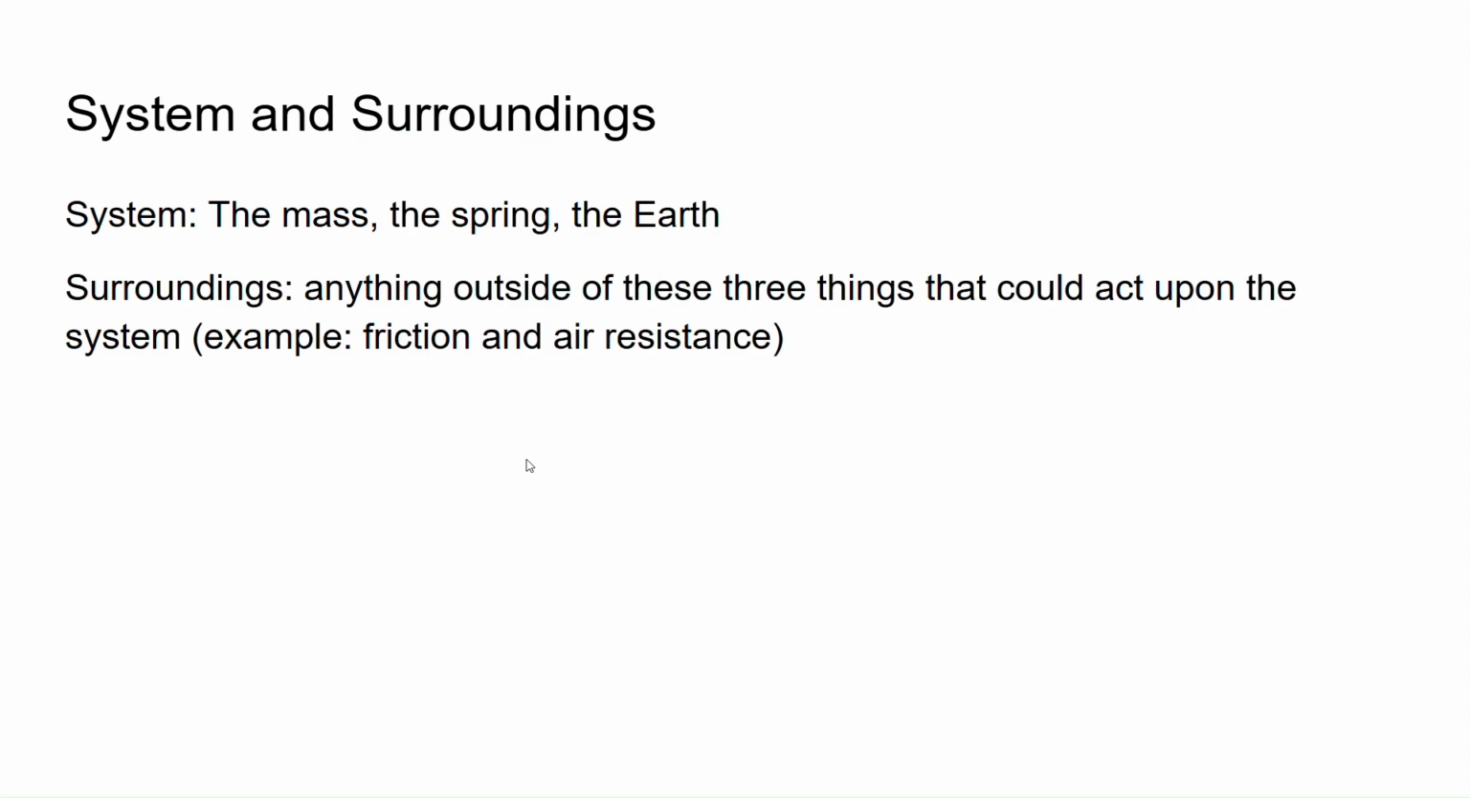The system is the mass, the spring, and the Earth, and the surroundings are anything outside of these three things that could act upon the system. Example, friction and air resistance.